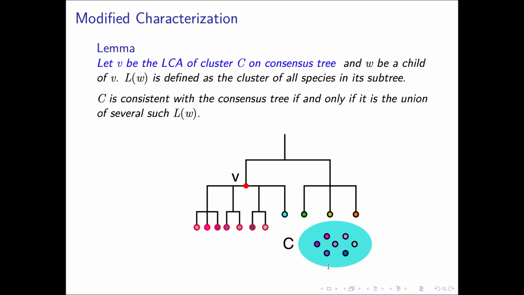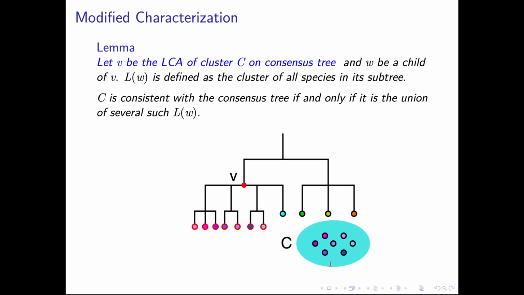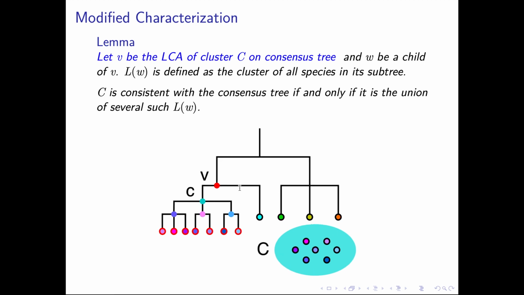This is the previous characterization. To implement it, one has to first find the LCA, which is node V here. This becomes the main difficulty. To get around it, we need to modify the definition of V in our characterization. Intuitively speaking, if the new cluster C is consistent with our consensus tree, we're going to add it to be a child of V, and then some children of V will be children of the new node. So C should be a subset of LV. And so therefore, conversely, LV shouldn't be a subset of C.